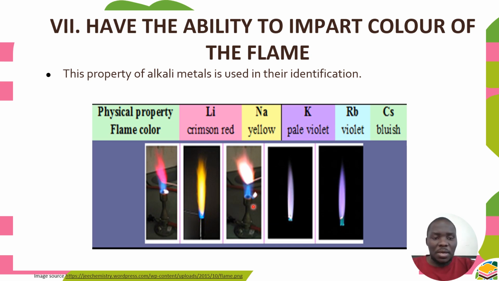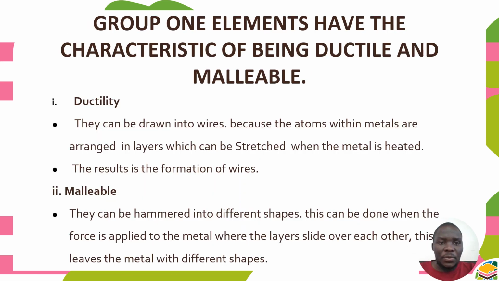So let us go into a diagram. Here we have a physical property, flame color. When you burn them, then you check. Lithium produces a crimson red flame. Then sodium shows yellow, so this is the yellow flame. Then potassium shows pale violet. While rubidium shows violet. Then we have caesium, which shows a bluish color.